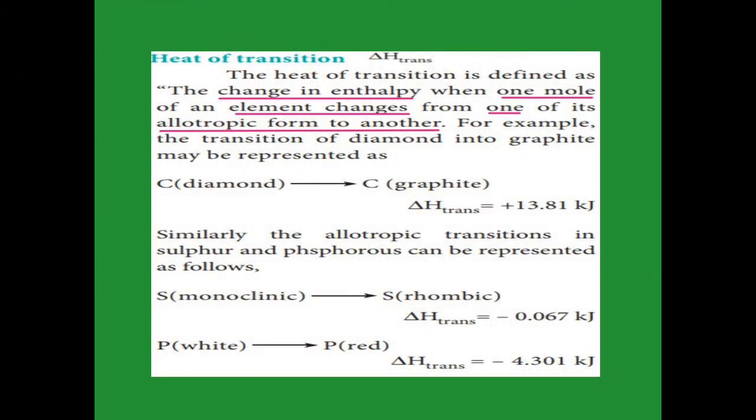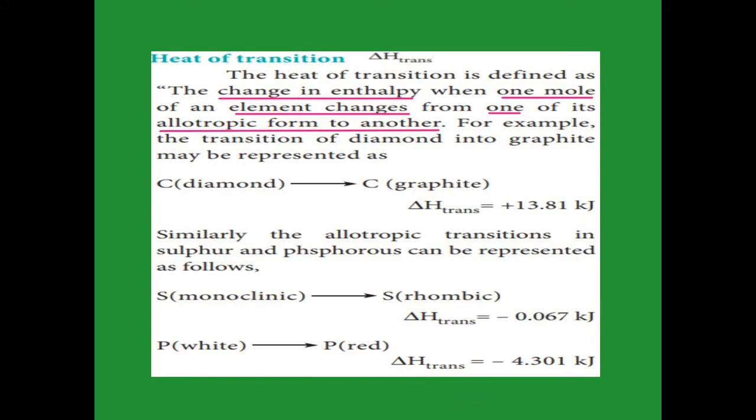Now heat of transition, see the example. First example: carbon in the diamond state, then on the product side carbon in the graphite state. Both are carbon, but first is diamond and second is graphite. So there is a change in allotropic form. Some amount of heat is absorbed, plus 13.81 kilojoule. Both are 1 mole only. So the change in enthalpy when 1 mole of an element changes from one allotropic form to another allotropic form is called the heat of transition.